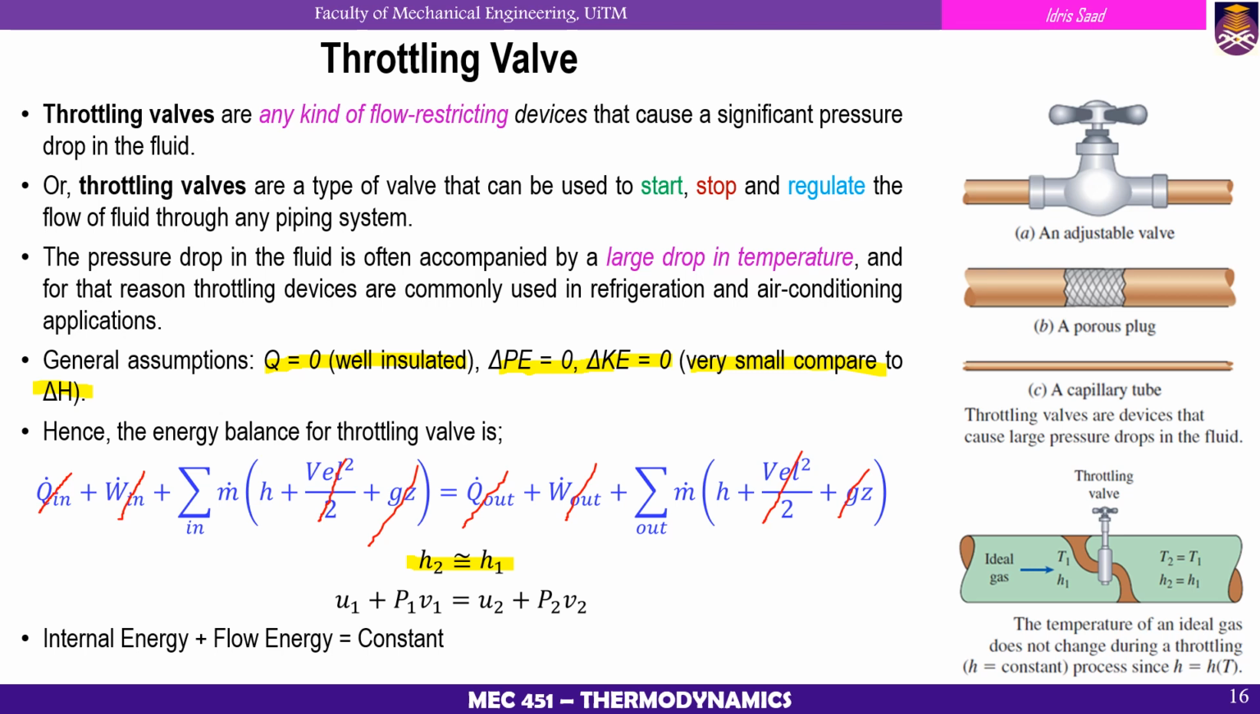Considering that H is equal to U plus PV, we can also write the energy balance for the throttling valve as U1 plus P1 V1 is equal to U2 plus P2 V2. Basically, this equation shows that the internal energy plus the flow energy inside the piping system after the throttling valve is constant. Now let us see the application of this equation in the real situation, for the sample problem of the throttling valve.